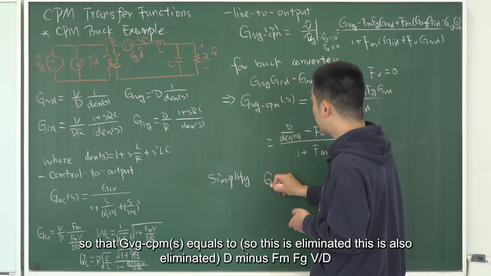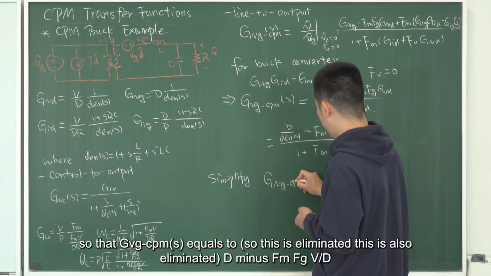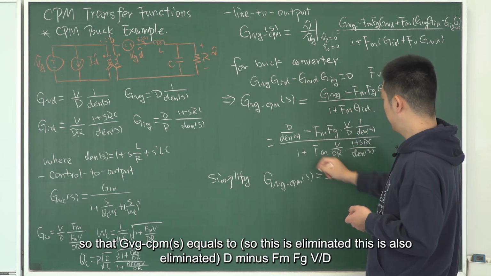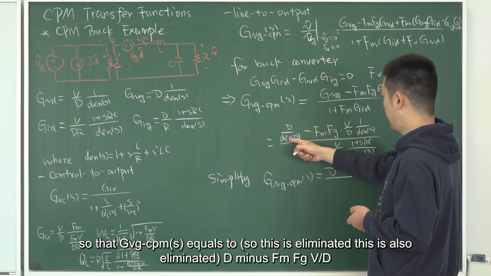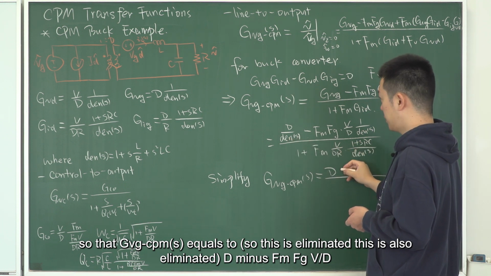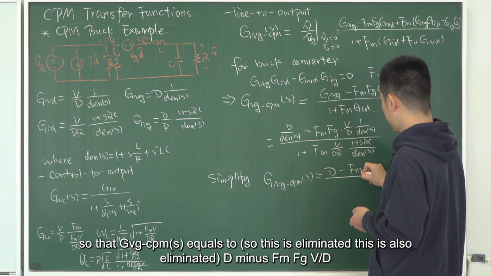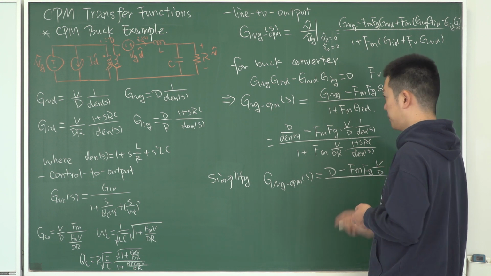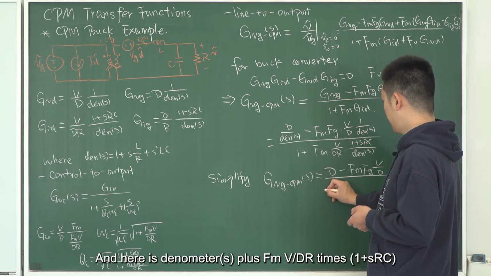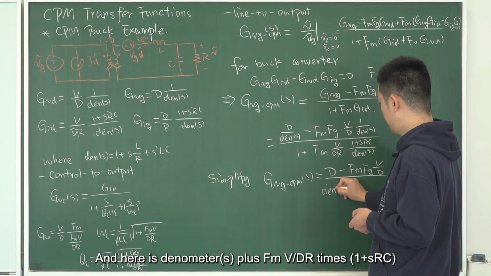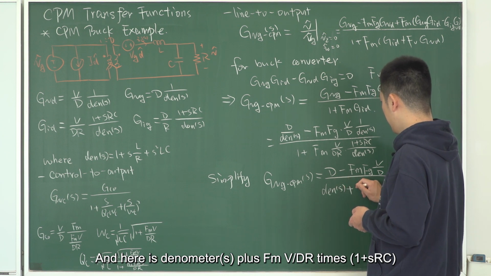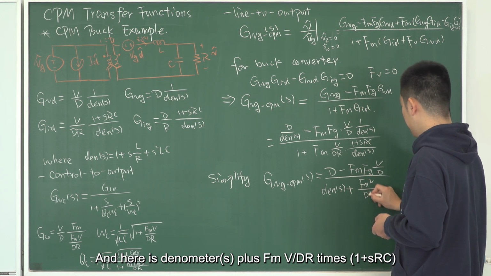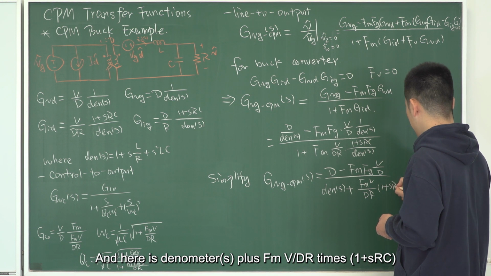So that GVG CPM equals to, so this is eliminated, this is also eliminated. So D minus FM FG V over D. And here is denominator S plus FM V over dr times 1 plus SRC.